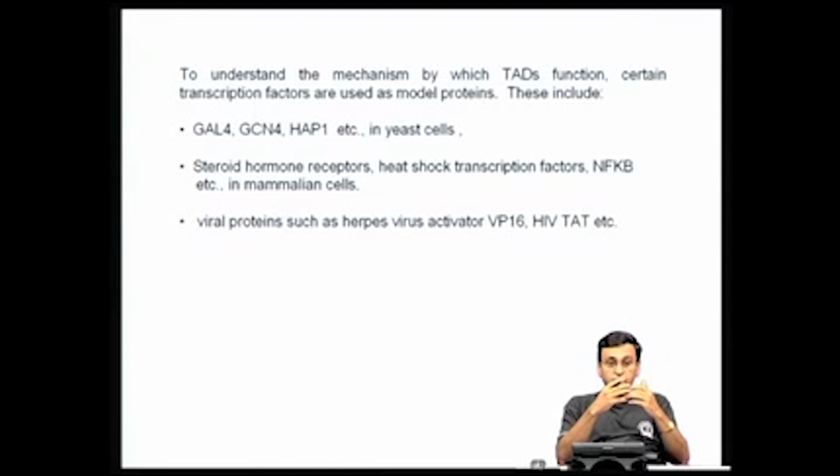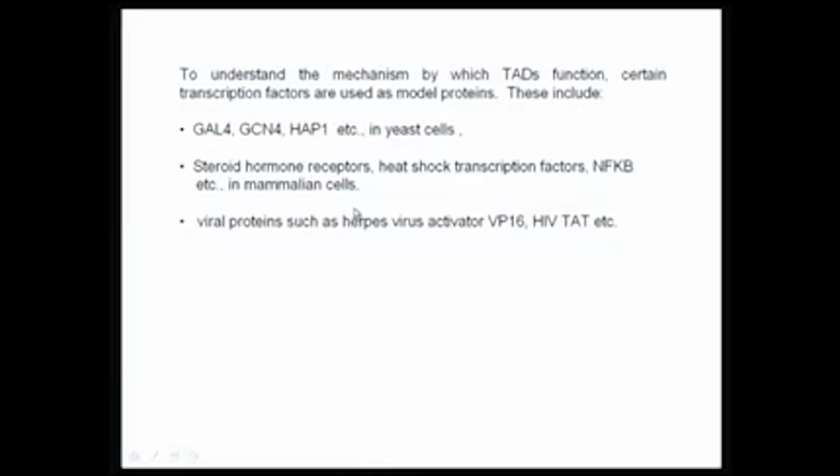Now, to understand the mechanism by which these transcription activation domains function, as I said, there are more than 2000 gene specific activators that have been discovered so far. So, what has been done is to take one or two of these transcription activators as examples and then see how the transactivation domain in these particular transactivators functions. During the late 80s and early 90s, certain classical transcriptional activators were chosen as model systems to understand the mechanism by which they function, and to study what kind of transcription activation domains these proteins contain.